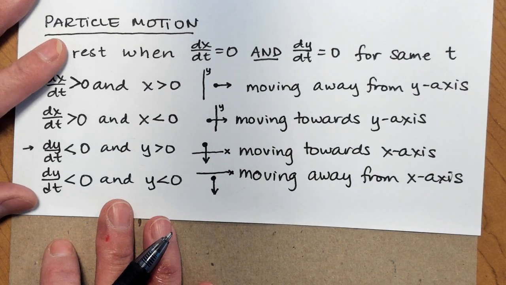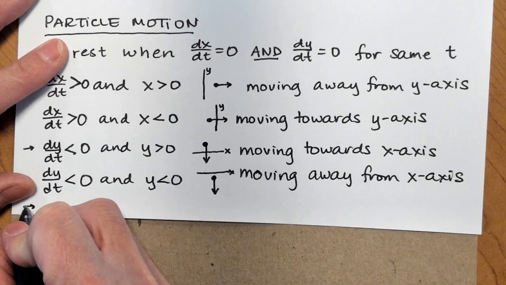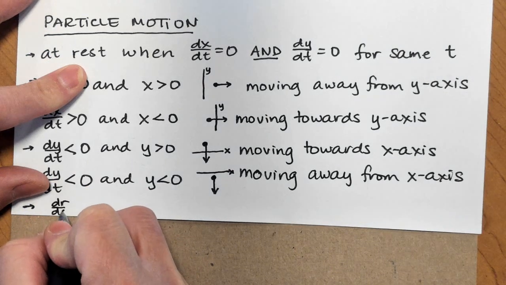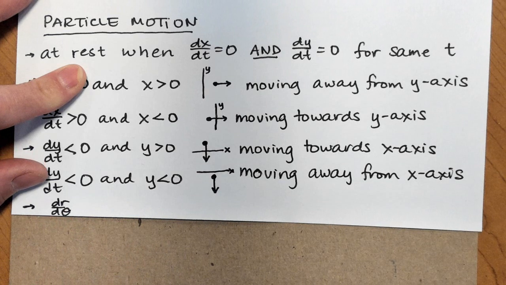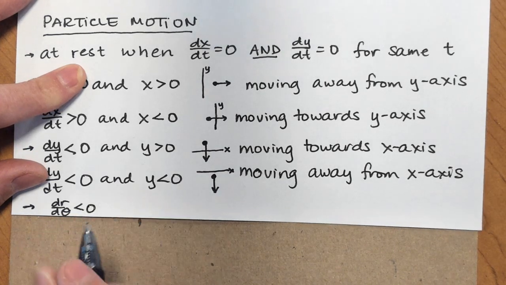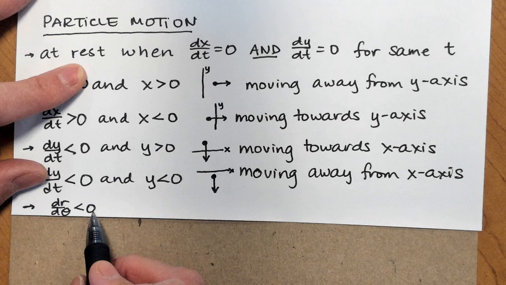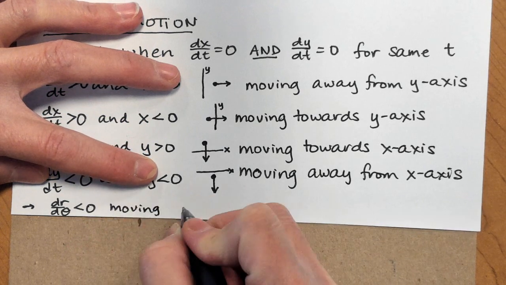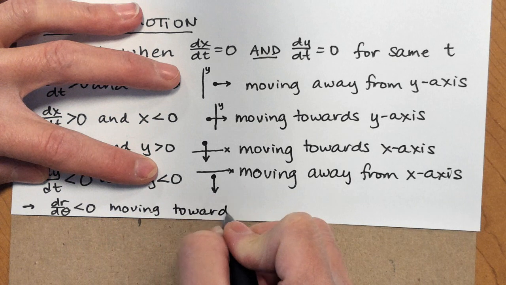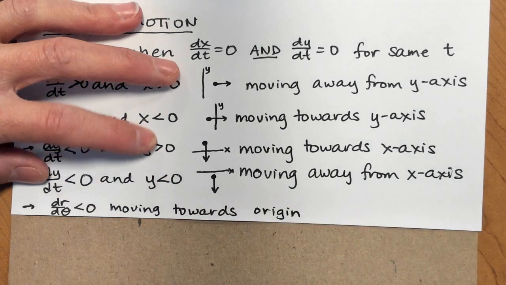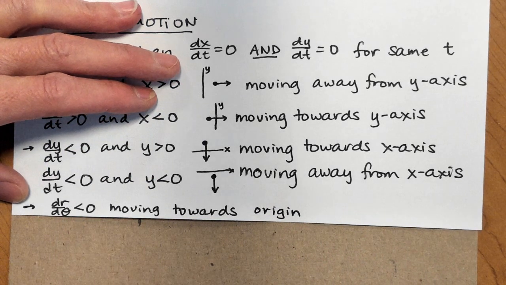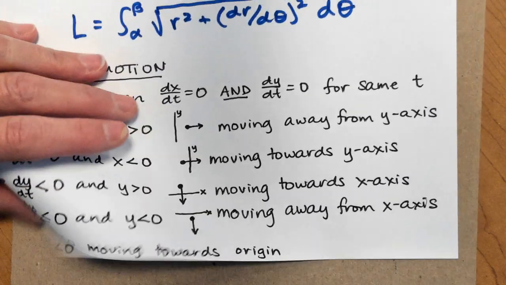movement in polar. If dr/d theta is negative, that means the radius is getting smaller. Well, if the radius is getting smaller, then you're moving towards the origin. And of course, if dr/d theta is positive, the radius is getting bigger, then the particle would be moving away from the origin. Okay? Okay, so that's particle motion.